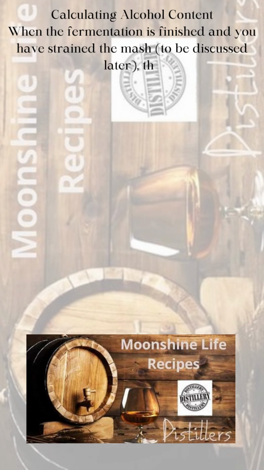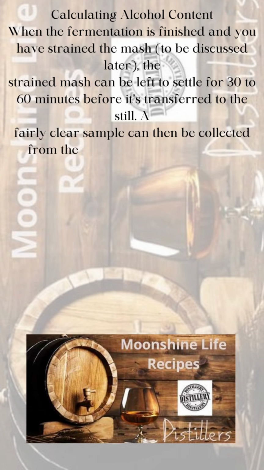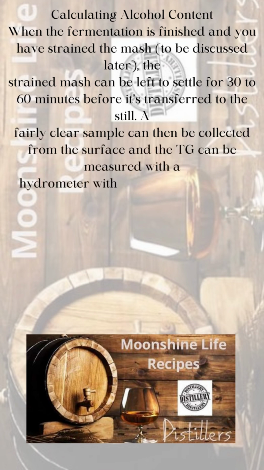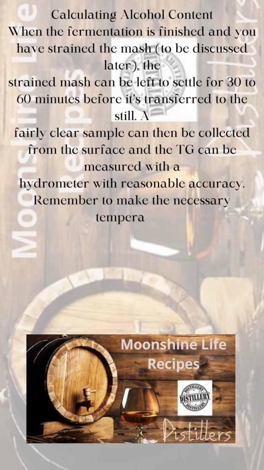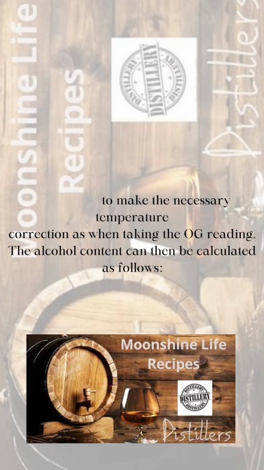The strained mash can be left to settle for 30 to 60 minutes before it's transferred to the still. A fairly clear sample can then be collected from the surface and the TG can be measured with a hydrometer with reasonable accuracy. Remember to make the necessary temperature correction as when taking the OG reading. The alcohol content can then be calculated as follows.